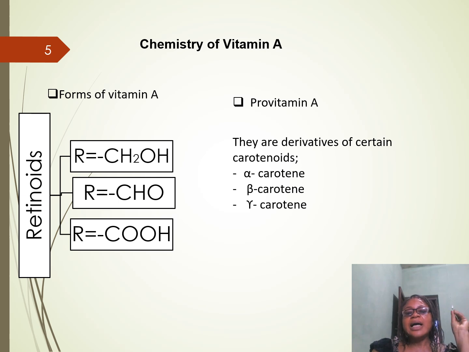The provitamin A are derivatives of certain carotenoids as listed here on the slide. The most common is the beta carotene. They are derivatives. Basically, they are more of plant origin, meaning that they need to be converted to the animal form before the body can utilize it. That's why they are referred to as provitamin or precursor. When they are converted to vitamin A, the body can utilize it to serve the same purpose.